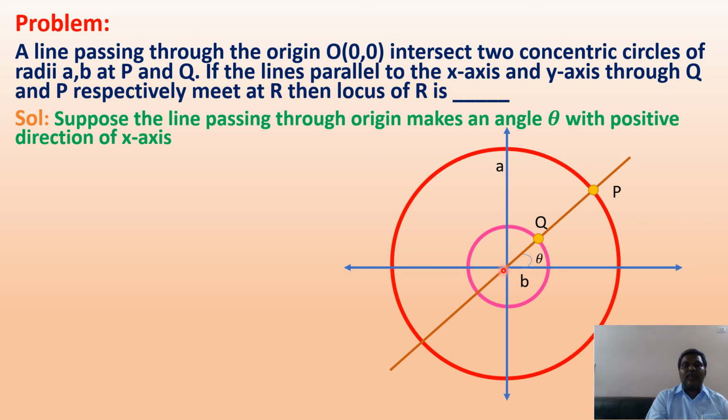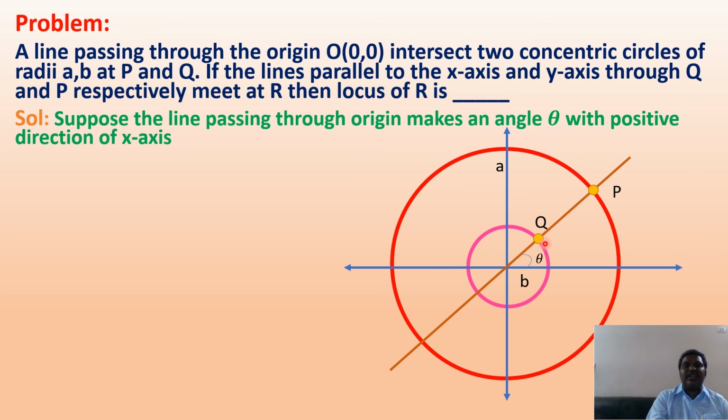That is the line passing through the origin and making an angle theta with the positive direction of the x-axis. Now my question is, what is the distance from here to here? This is b. Now what is the distance from here to here? a. So my line makes an angle theta with the positive direction of the x-axis, and P is at a distance a from the origin. So can I take the coordinates of P as what? a cos theta comma a sin theta.